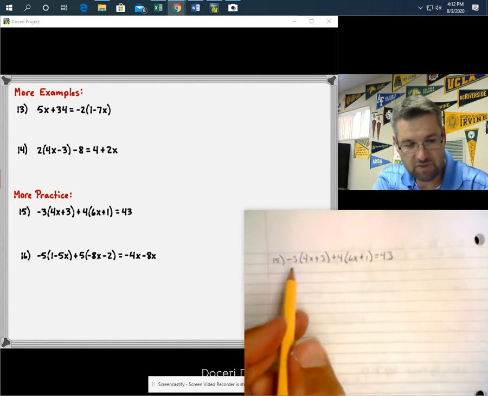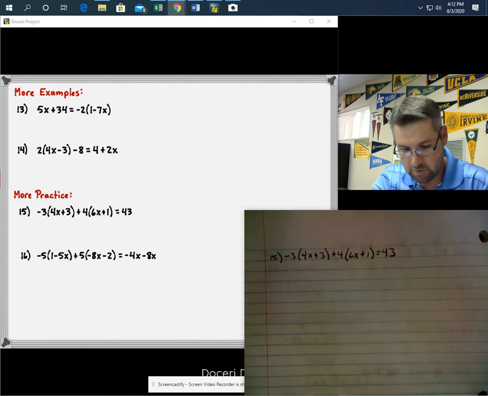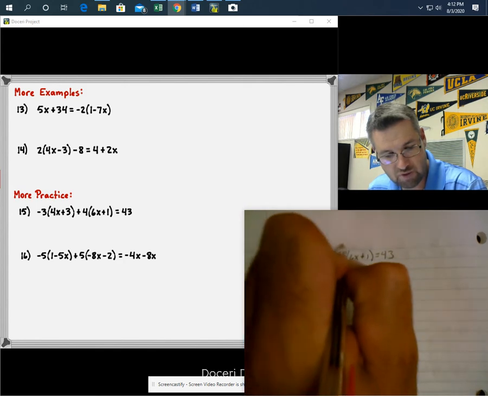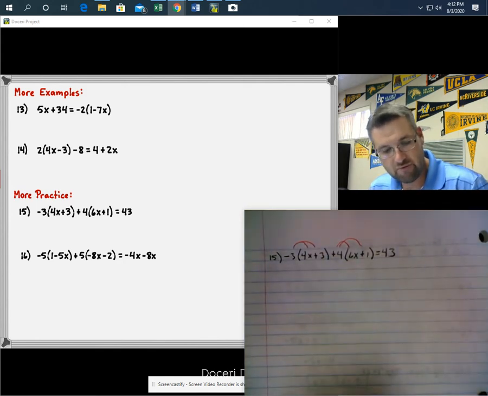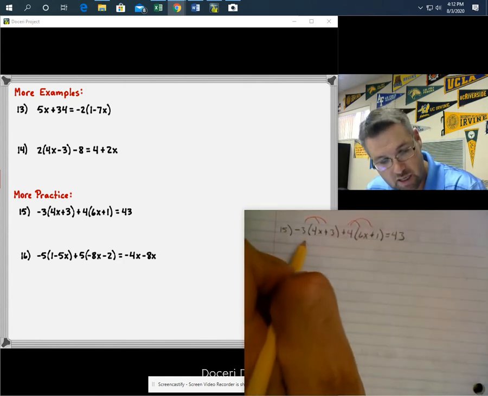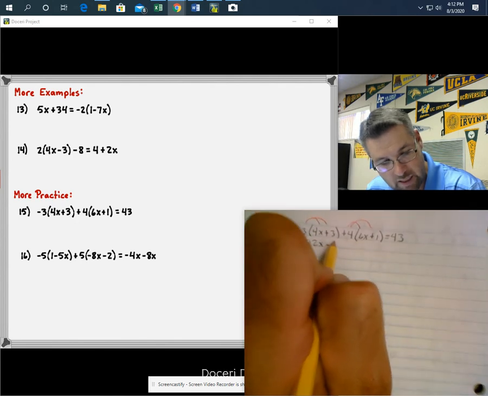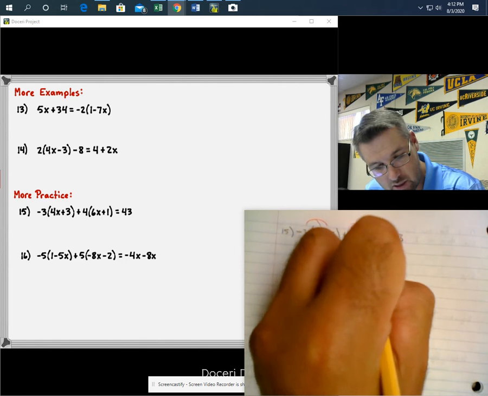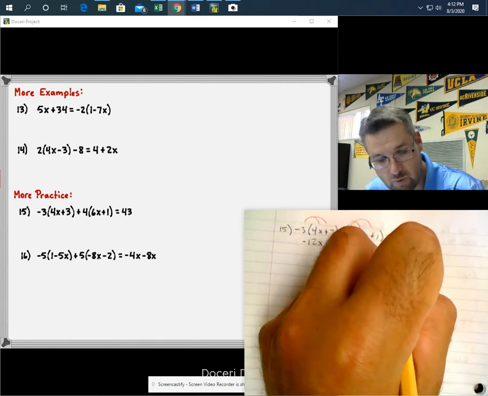Okay, for number 15, I'm going to go fast through this. We're going to distribute, and notice we got two forms of distribution here. The first negative 3 becomes negative 12x minus 9, and then the next one becomes plus 24x plus 4, and that's equal to 43.